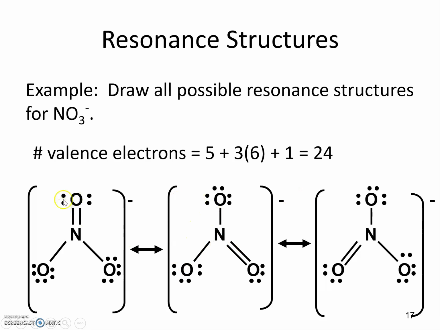Making sure to observe the octet rule each time you move that double bond around. So, for example, the oxygen making the double bond has 2 non-bonding pairs on it. And then the oxygens with single bonds have 3 non-bonding pairs. Also, don't forget, because it's an ion, you need those big brackets and then a negative charge.